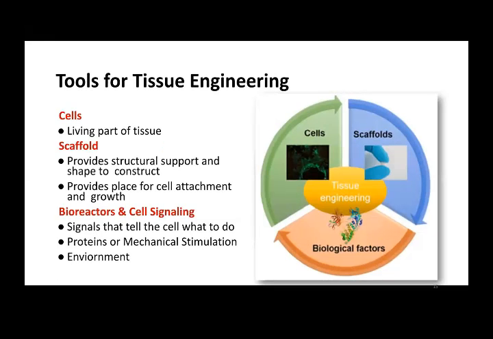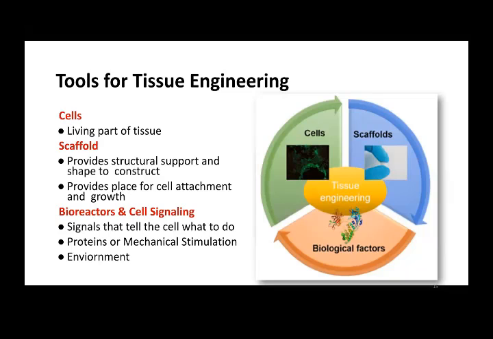Now, tools that are required for tissue engineering. क्या क्या? Obviously cells, that is the necessity, absolute necessity, which is a living part of the tissue. Then what do we need is scaffolds. These provide structural support and shape to the construct, and provide a place for cell attachment and growth. And along with that, we need bioreactors and cell signaling.